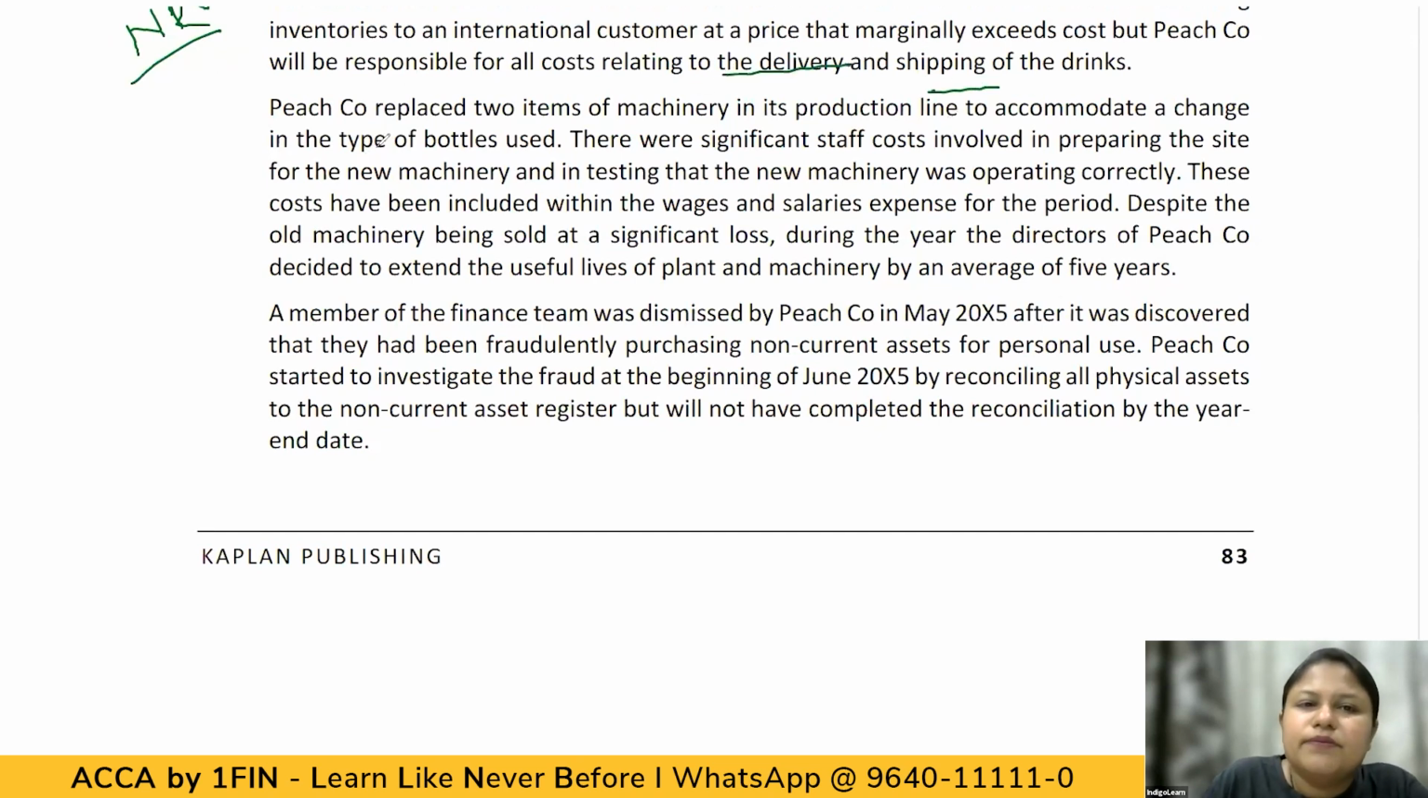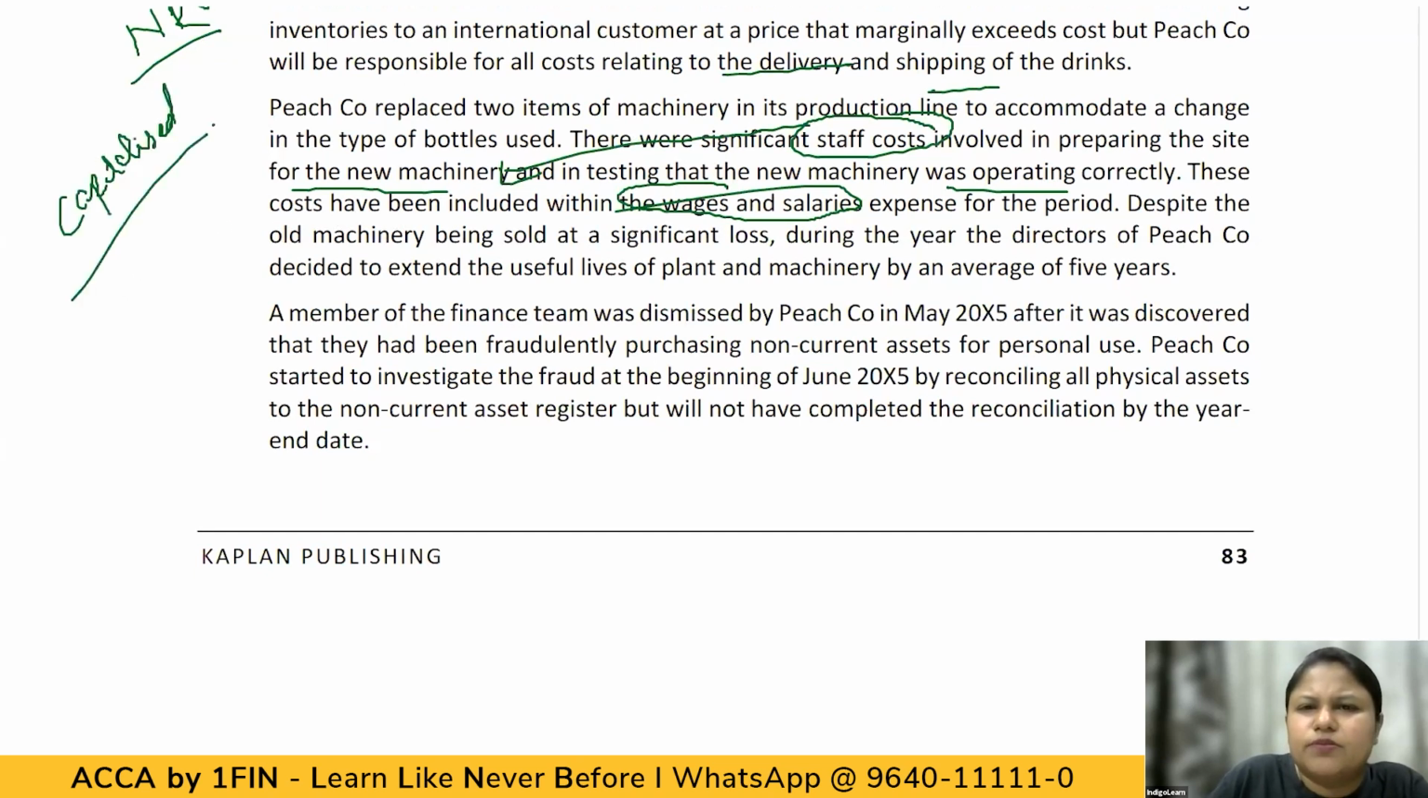Okay, then. Peach Company replaced 2 items of machinery in its production line to accommodate a change in the type of bottles used. There were significant staff costs involved in preparing the staff for the new machinery, and in testing that the new machinery was operating effectively. These costs have been included within the wages and salaries. See, this is a particular cost which was involved for the purpose of preparing the new machinery. So basically, I believe it has to be capitalized. So there has been a wrong accounting treatment given for this particular cost. They were included as revenue salary and wages expense for the period.